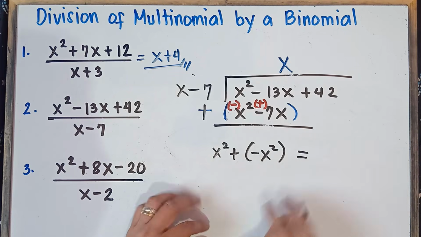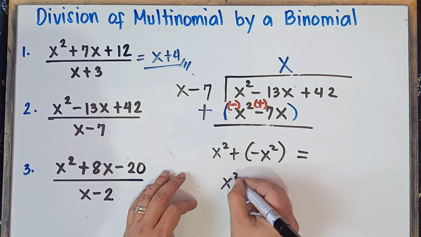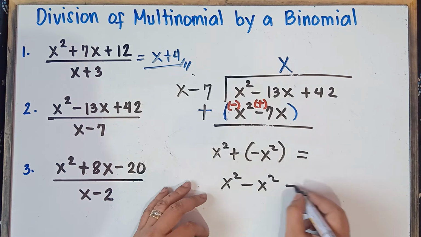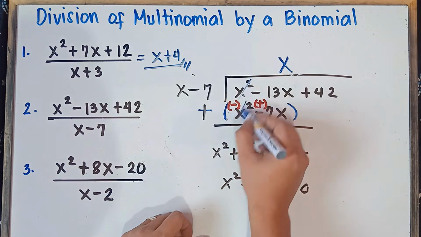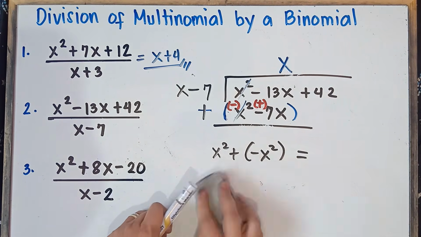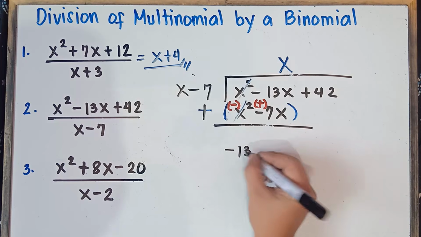Of course, this is 0, right? X squared plus negative x squared. Unlike signs, subtract: x squared minus x squared, of course, that would be equal to 0. So therefore, we can just simply cancel this out. Alright, and once again, we have negative 13x.